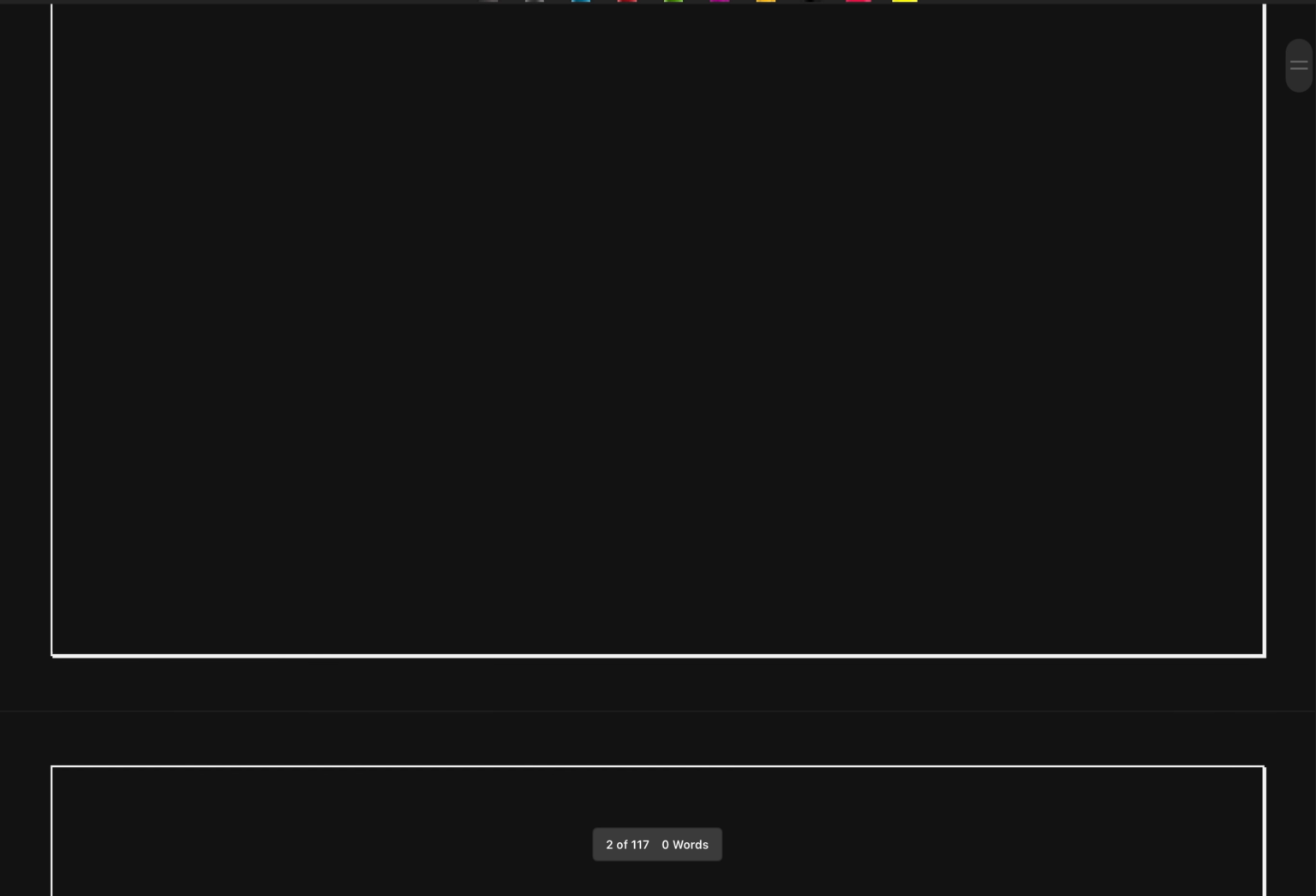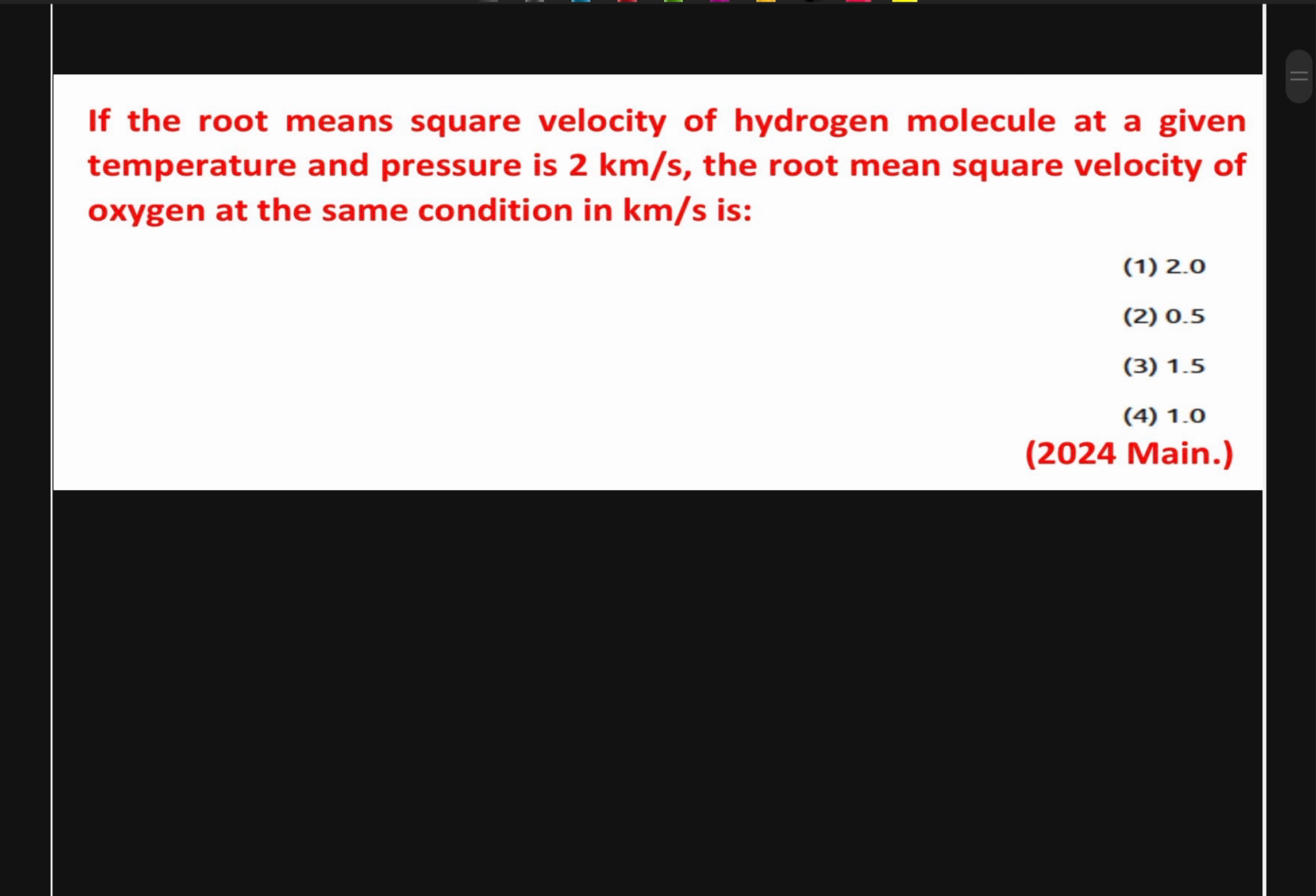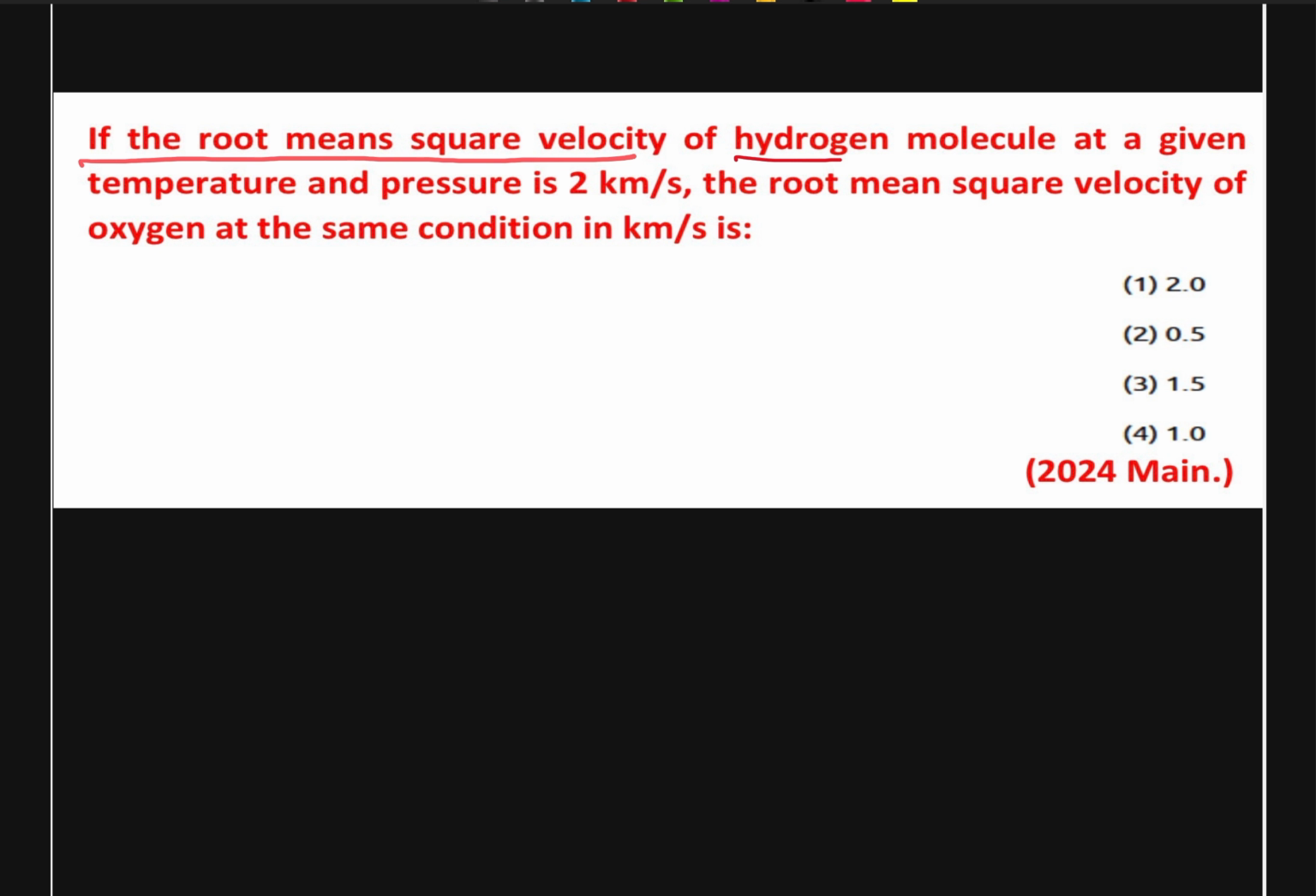Next question. It states that if the root mean square velocity of a hydrogen molecule at a given temperature and pressure is 2 km per second, the root mean square velocity of oxygen at the same condition in km per second is. So this is based directly on the formula.